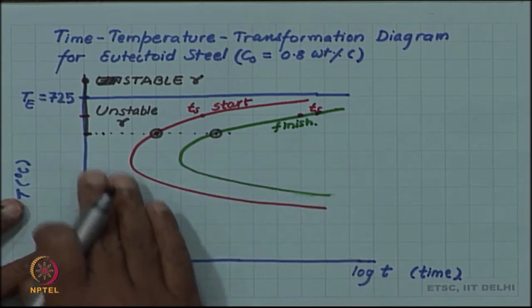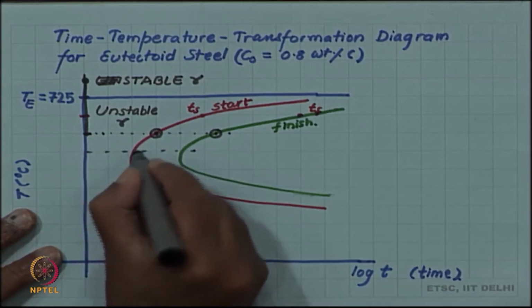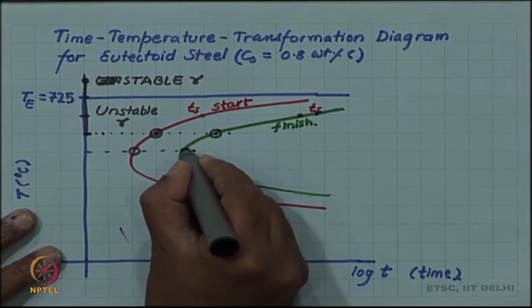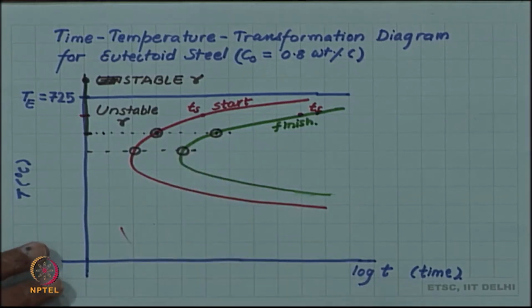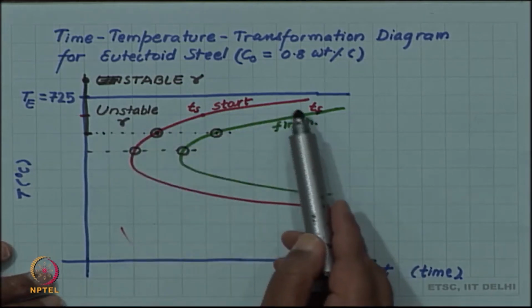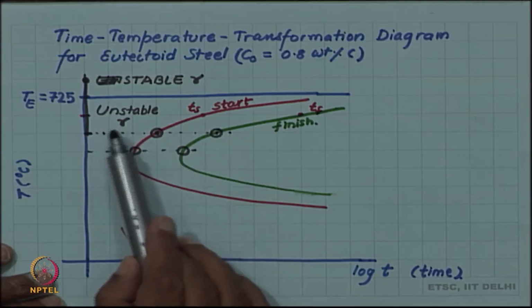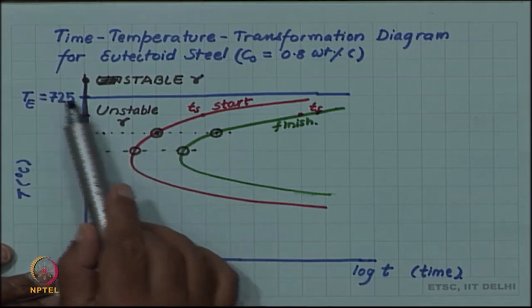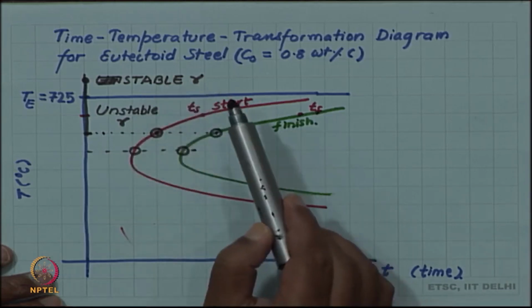And if you do this for different temperatures, you will get the entire C curve for the start and for the finish. So, before the start, as I have already marked, before the start curve you have austenite, but that austenite is unstable because it is below 725. Austenite is stable only above 725.